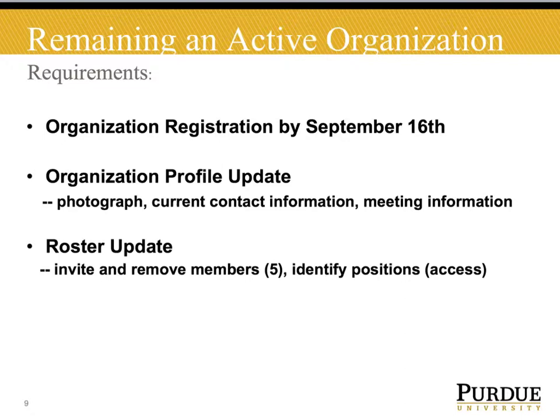Next, you'll make sure your roster is up to date. Remember, you must have at least 5 members to be considered an active organization at Purdue. Also, don't forget to identify positions. You want to make sure all of your exec board positions are up to date so we know who to contact if we have a question or problem.